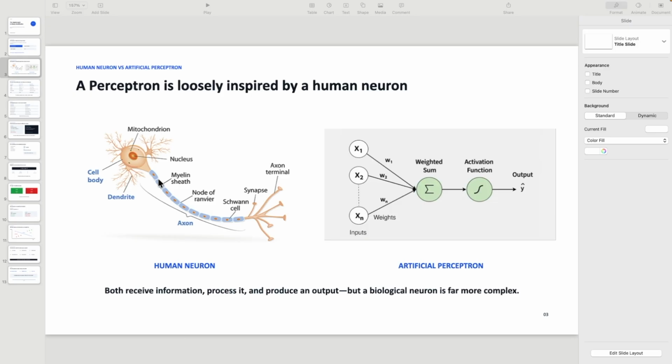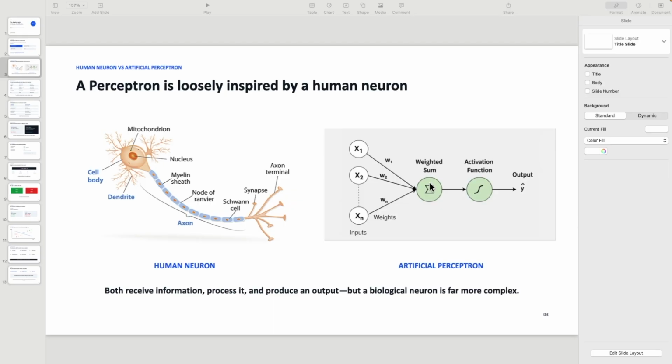In the artificial perceptron, the weights w1, w2 up to wn work the same way. They control the importance of the information. The cell body combines all the information in the human neuron, the same as the weighted sum in our perceptron, which combines all the information.